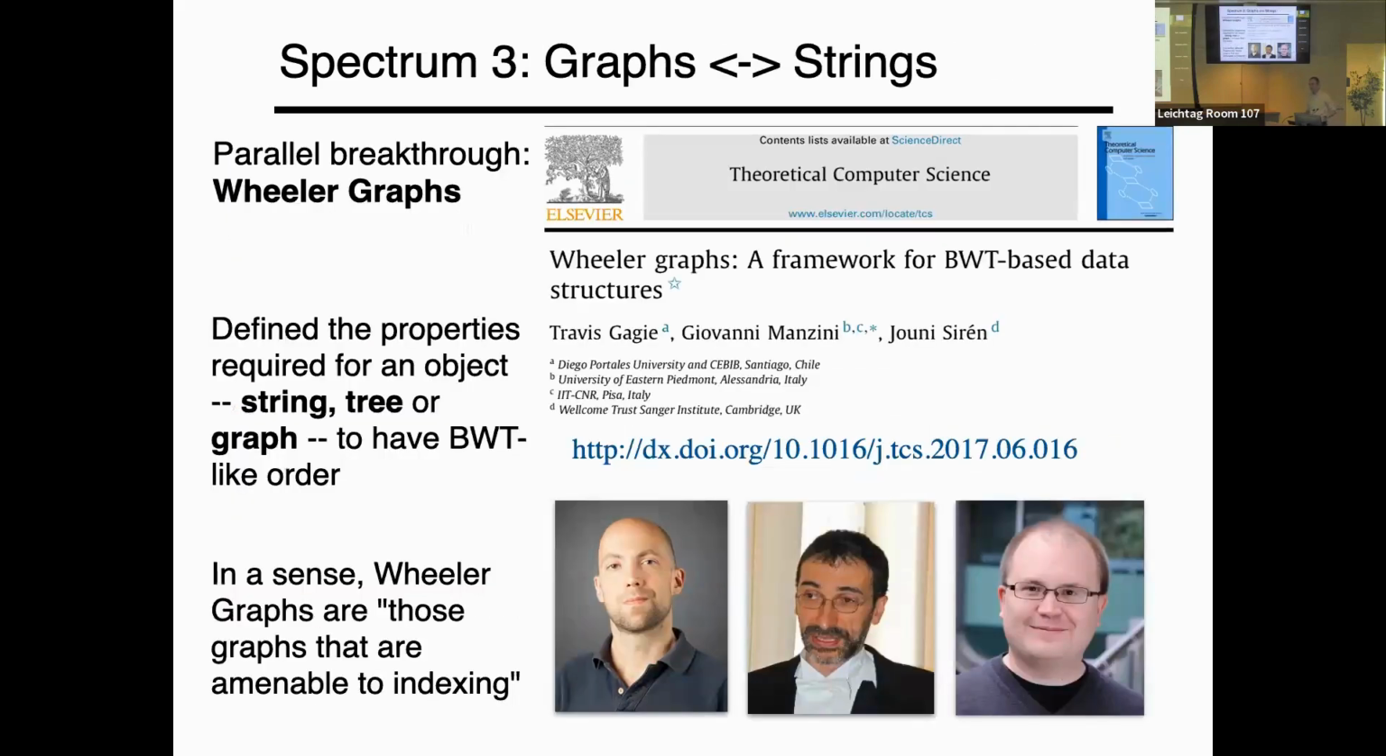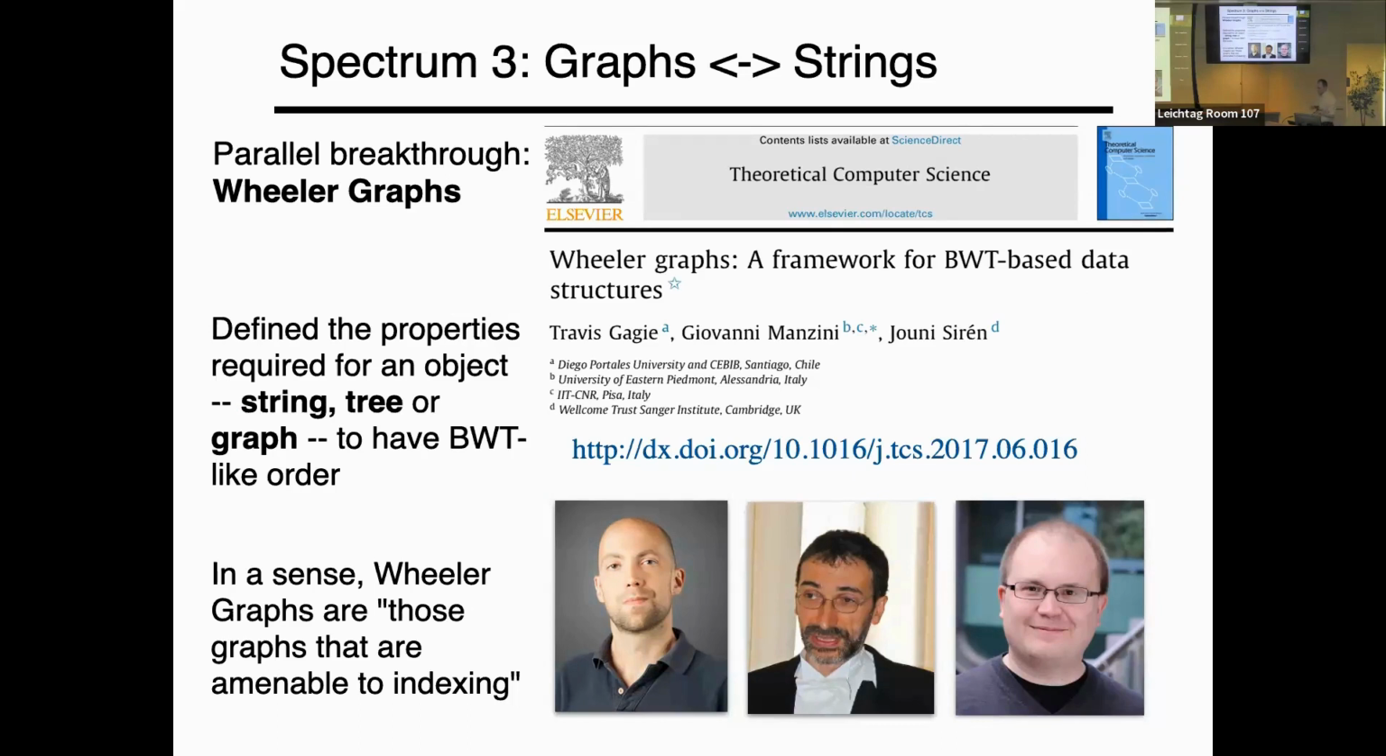Okay, with my final minutes, I'm going to go to the third and final of my spectra that I want to talk about, which is the string versus graph spectrum. I love graphs, and we do a lot of work on graph pangenomes too, so I'm not a partisan or anything. But I do want to talk about why we shouldn't necessarily be comfortable with either extreme of this graph or string spectrum that I talked about today, why we might want to live in the middle instead, and what are some of the options for living in the middle.